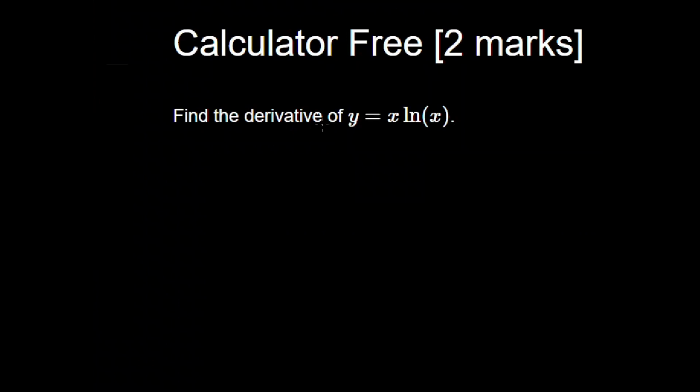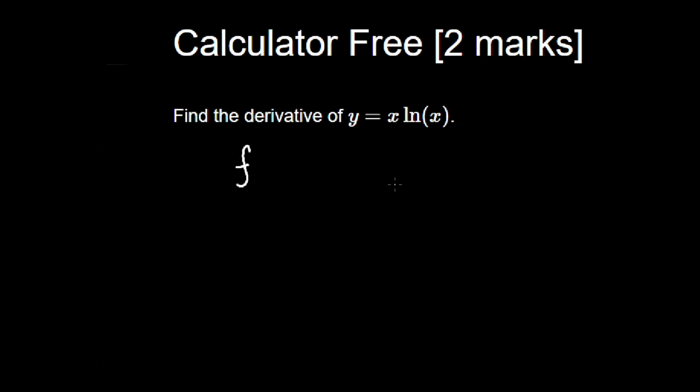We are trying to find the derivative of y is equal to x times ln x. Okay, so this is where we use the product rule because, first of all, it looks kind of complicated, right? And we see that there's one function. Let's give it a name.